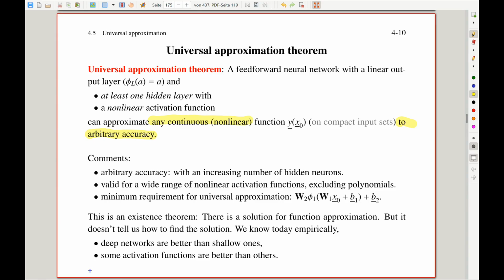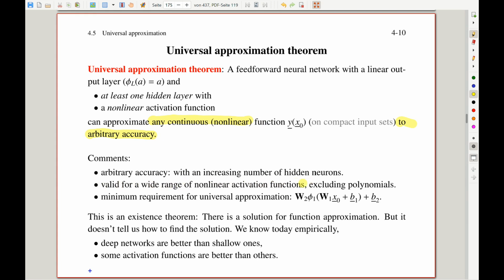Even if you use one hidden layer with a certain nonlinear activation function, this very simple architecture is already able to approximate any smooth nonlinear system to arbitrary accuracy. What's the meaning of arbitrary accuracy? Namely, with increasing number of hidden neurons. The larger the number of neurons you use in the first hidden layer, the better the approximation. That's the meaning. And this statement is even true for a wide range of nonlinear activation functions.